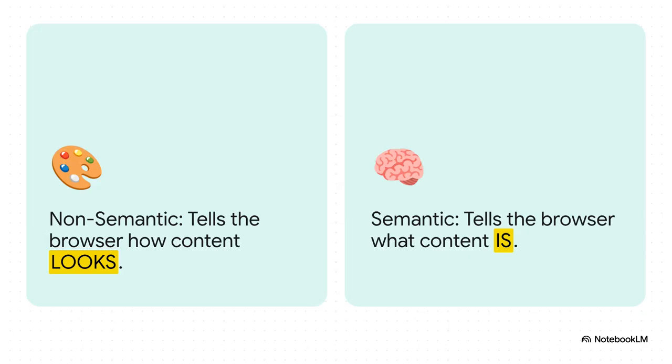This really represents a fundamental shift in how we think about our code. Non-semantic code is all about presentation. It only tells a browser how something should look. But semantic code describes what the content actually is. This isn't just some passing trend. It's about baking context and meaning right into the structure of the page for both people and machines to understand.